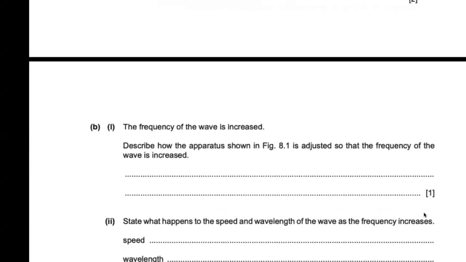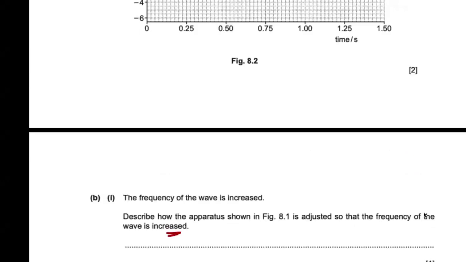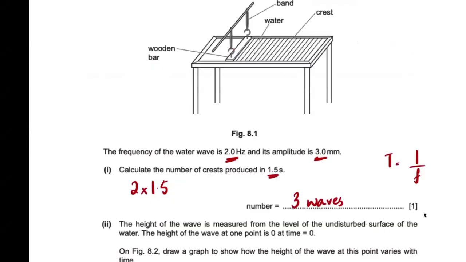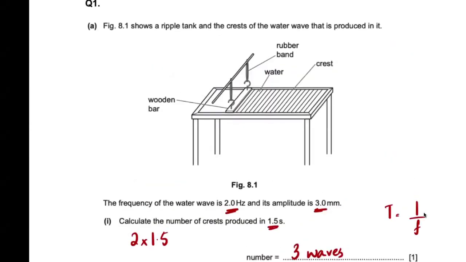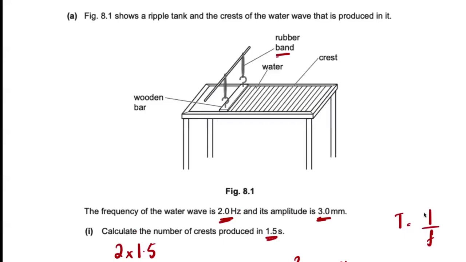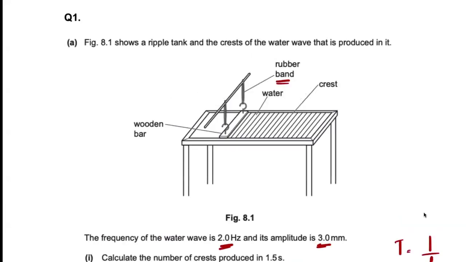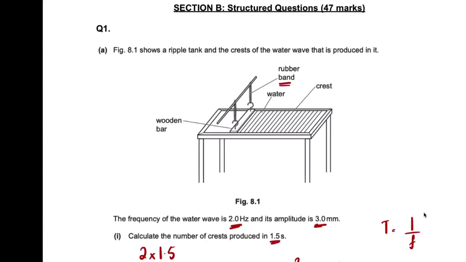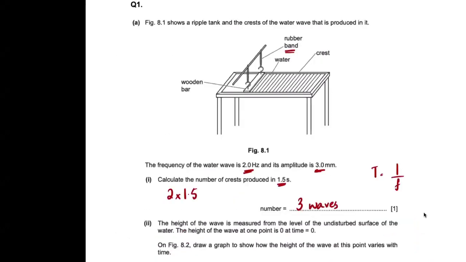Describe how the apparatus shown in 8.1 is adjusted so that the frequency is increased. So it's based on the apparatus. For the apparatus, we can see that you are basically using a rubber band to stretch this, to give this wooden bar oscillations. So if you stretch the rubber band more, this is then going to hit the water more often. So this is going to create more waves, and that's the idea of more frequency.